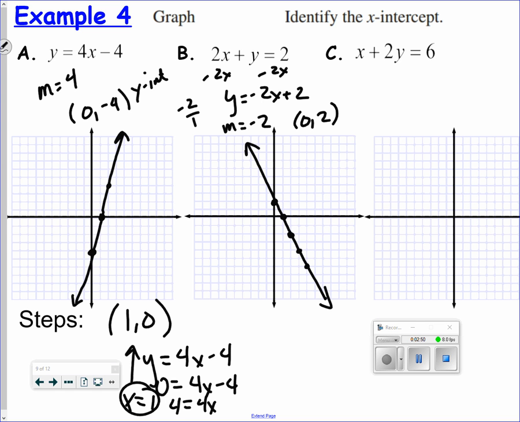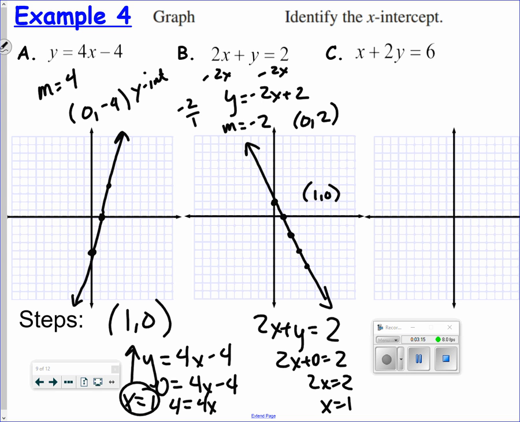Now, again, I have the same situation as last time. I can find the x-intercept by looking at the graph. It crosses the x-axis at 1, 0. Or I can put 0 in for y. Whoops, sorry, I didn't write the equation down correctly. 0 in for y and solve it. It gets me an x-intercept at 1, 0.